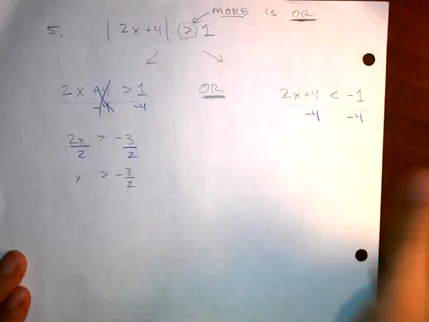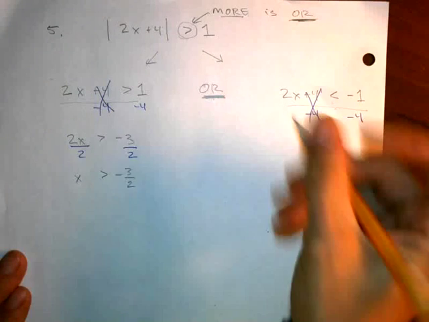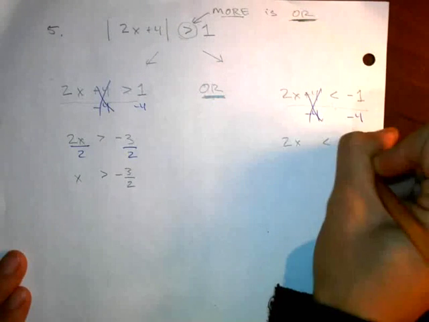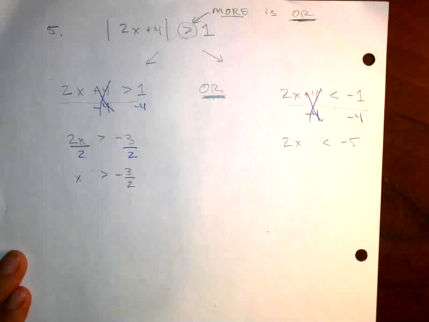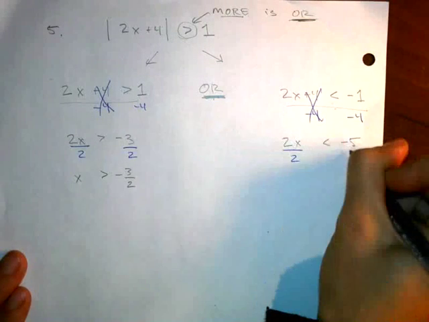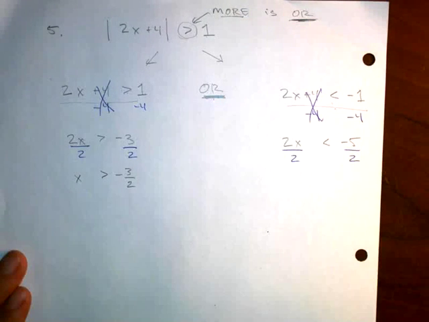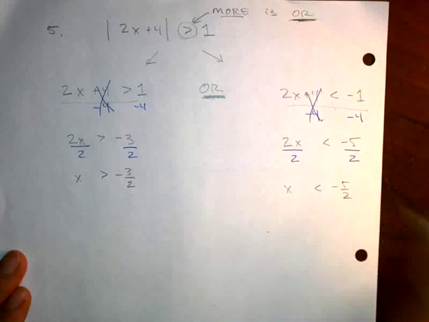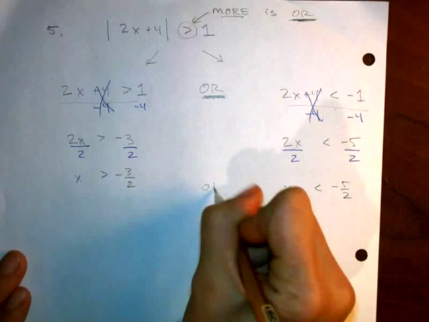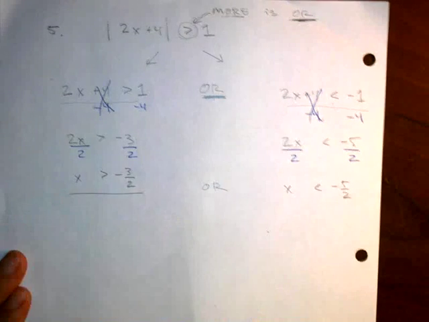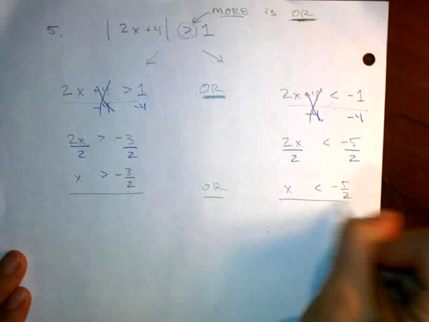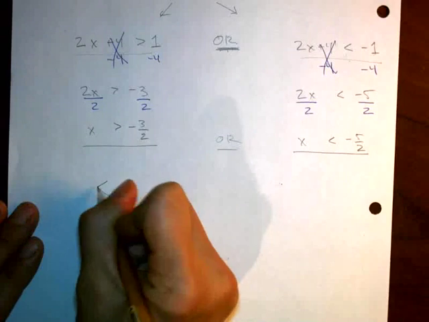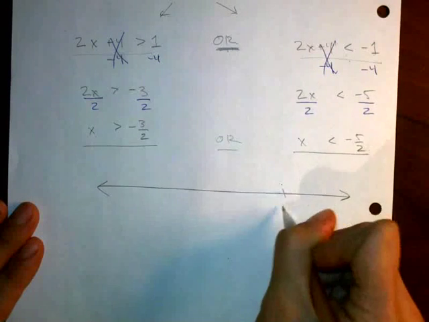On the other side, I'm going to subtract 4 from both sides. That'll get rid of that. And I'll have 2x is less than negative 1 minus 4. That's negative 5. Now I can divide by 2 on both sides. And I have that x is less than negative 5 halves. So my answer is that x is greater than negative 3 halves, or x is less than negative 5 halves.